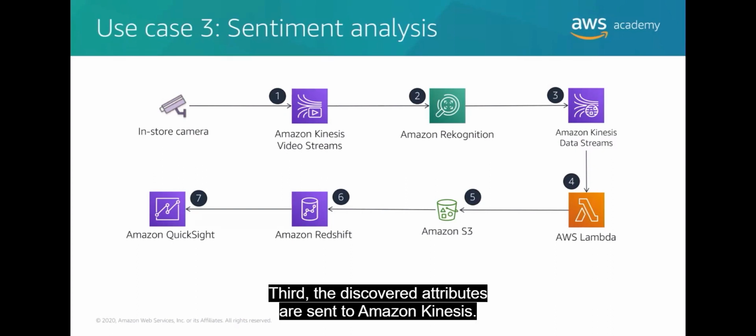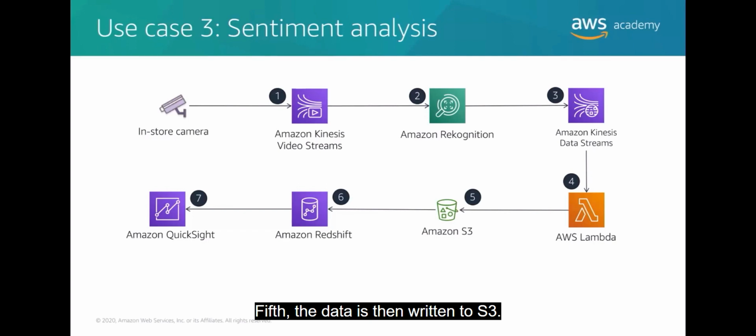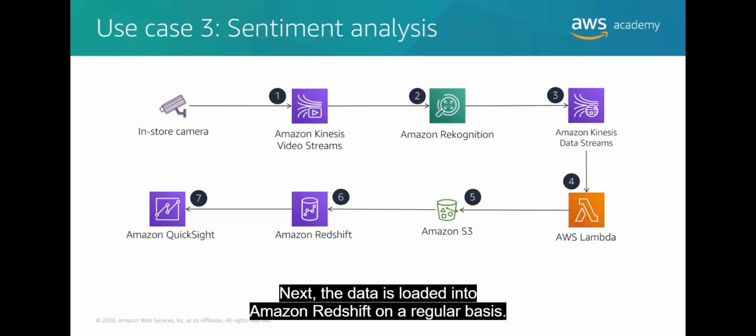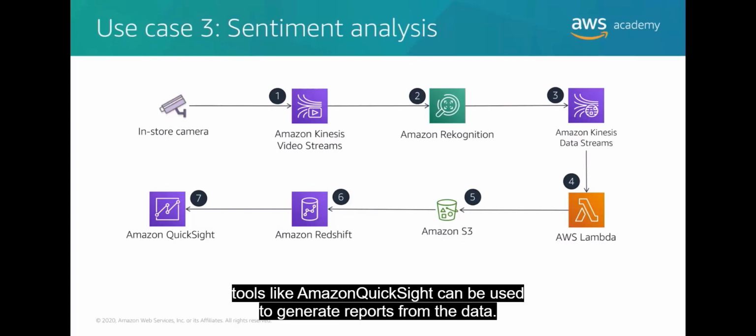Third, the discovered attributes are sent to Amazon Kinesis. Fourth, a Lambda function extracts the data from the stream. Fifth, the data is then written to S3. Next, the data is loaded into Amazon Redshift on a regular basis. And finally, tools like Amazon QuickSight can be used to generate reports from the data.